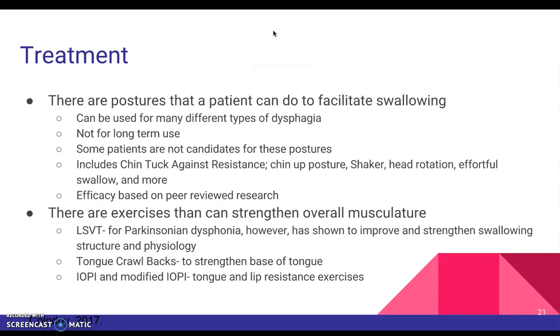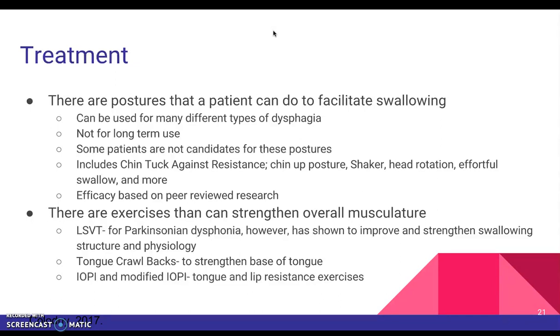There's postures that a patient can do to facilitate swallowing. It can be used for different types of dysphagia, not for long-term use. Some patients are not candidates for these postures. These postures include the CTAR, which is the chin tuck against resistance, the chin up posture, the Shaker, the head rotation, effort swallow, and definitely more. Their efficacy is based on peer-reviewed research.